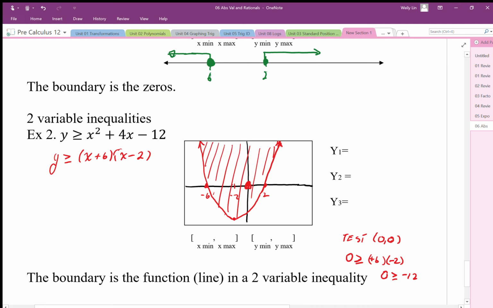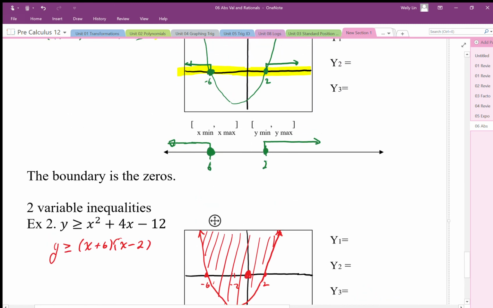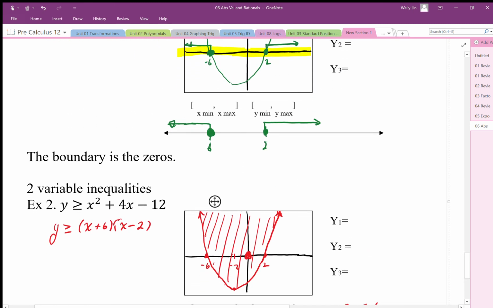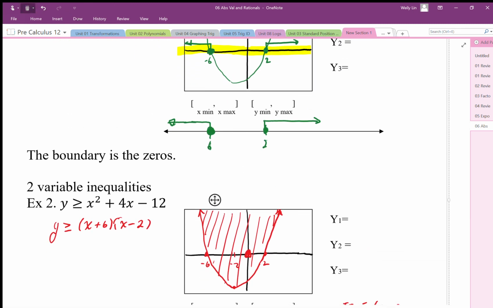So for a two-variable inequality, the solution is going to be a two-dimensional solution. So it's going to be the area in this graph. Okay, and the boundary becomes the line, the actual line of the graph, where here the boundaries are my zeros. Okay, so here the boundary is represented by this line here, and we're talking about above or below that line.